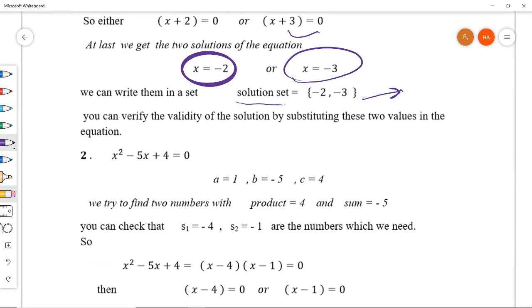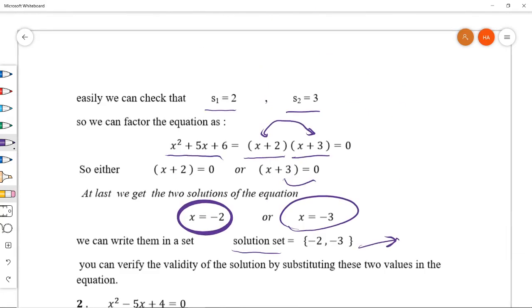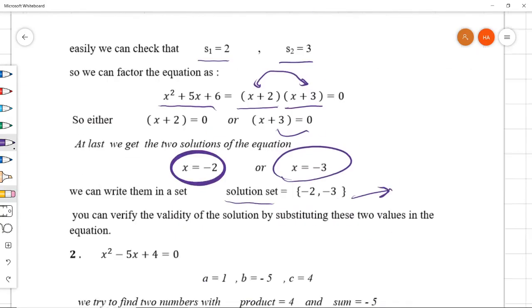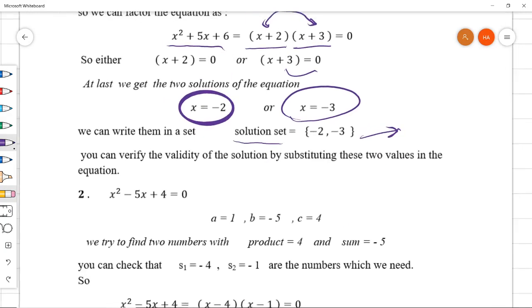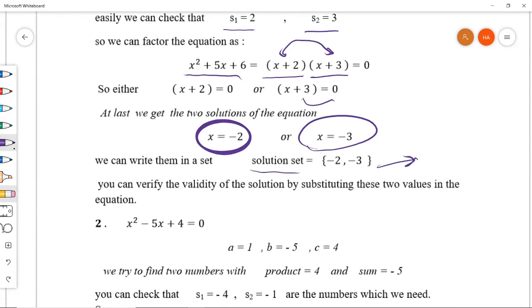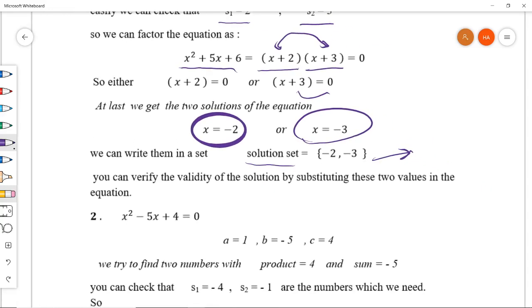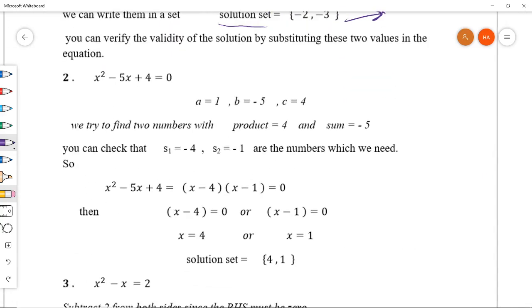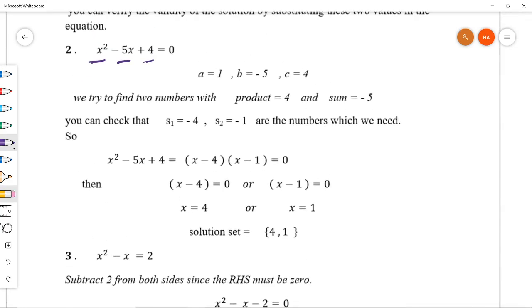You can satisfy that by substituting in the equation here. In the equation, you can substitute one of them or both. Here, the second one, a equals 1, b is negative 5, and c is 4. Can we find two numbers whose product is 4 and whose sum is negative 5? The two numbers are negative 4 and negative 1.